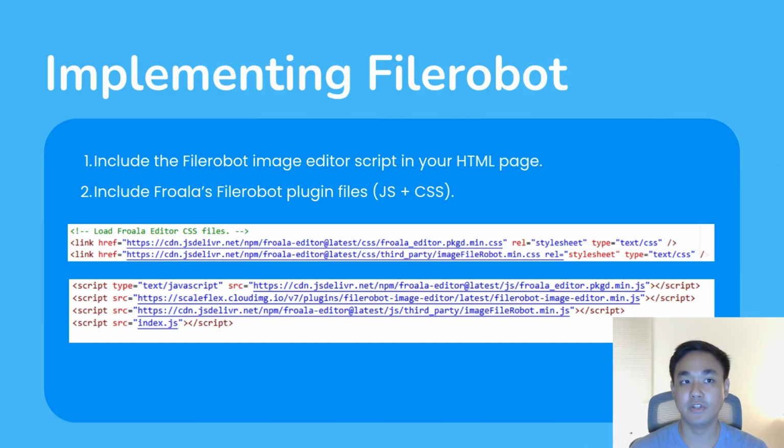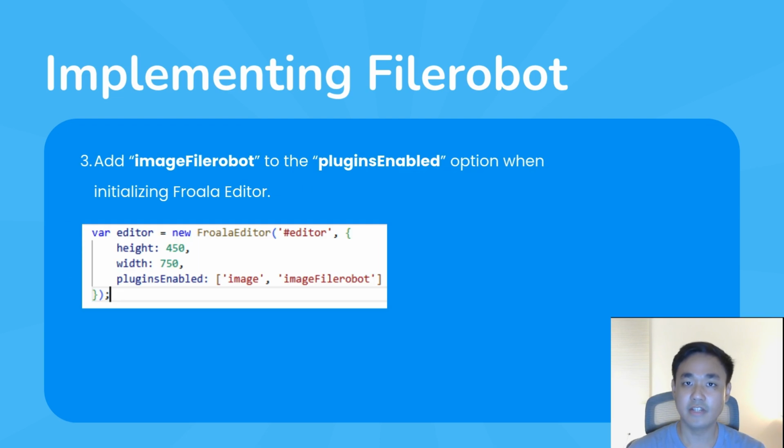Getting this set up is pretty straightforward, as there are just 3 steps. First, include the FileRobot image editor script in your HTML page as a dependency. Next, include Froala's FileRobot plugin files, both the JS script and the CSS link. Finally, add image FileRobot to the plugins enabled option when initializing your Froala editor instance.